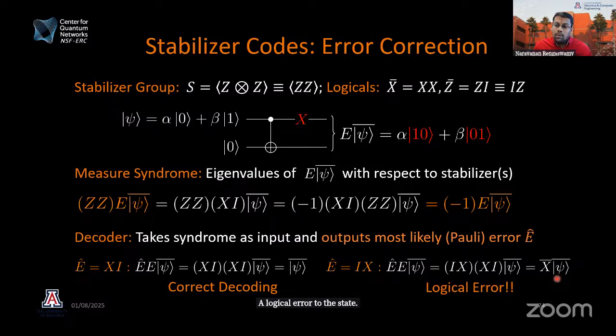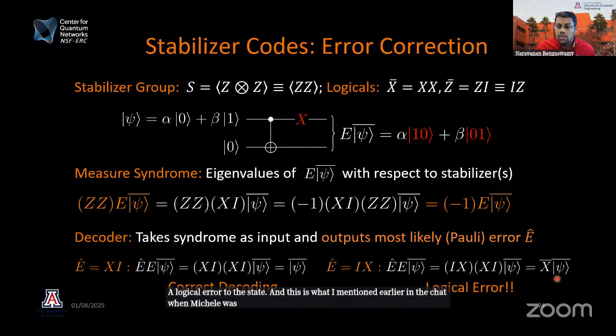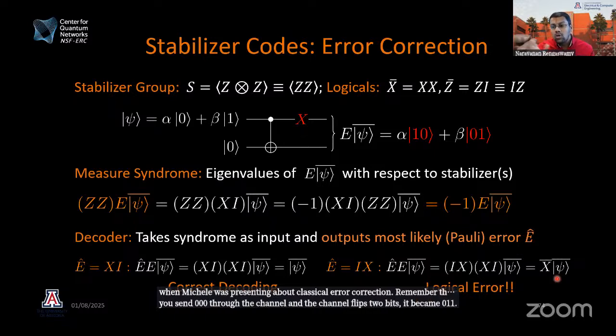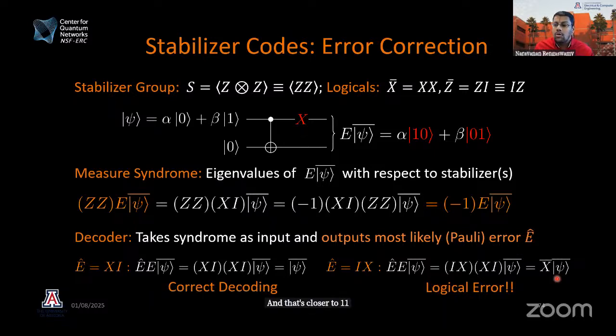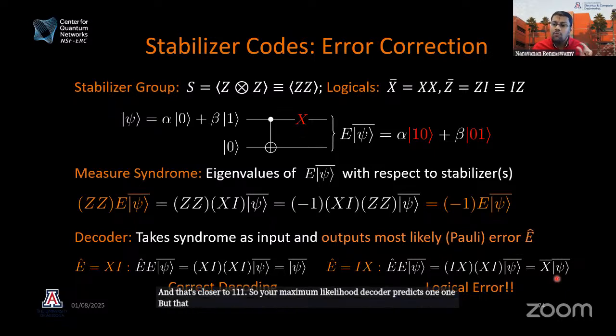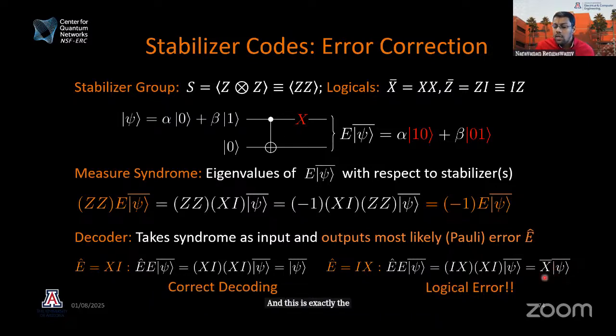And this is what I mentioned earlier in the chat when Michele was presenting about classical error correction. Remember, if you send 0, 0, 0 through the channel and the channel flips 2 bits, it became 0, 1, 1. And that's closer to 1, 1, 1. So your maximum likelihood decoder predicts 1, 1, 1, but that changed the logical information from 0 to 1. And this is exactly the quantum analog of that, where your decoder miscorrected the error and caused a logical error.